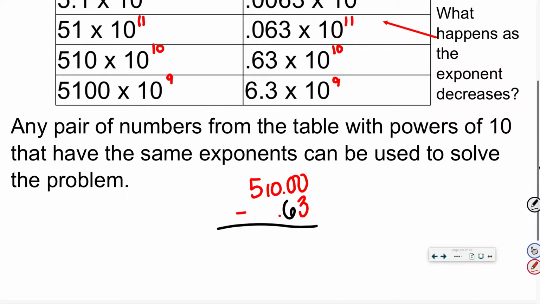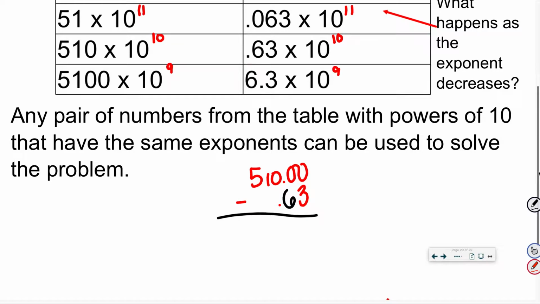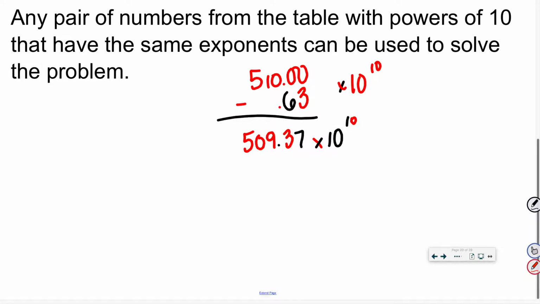What do we get if we subtract 510 minus 0.63? 509.37, and that was times 10 to the 10th. Am I done here? No, not yet. Now, if you were at this level, that'd be a 3. You did it right. But still, we can represent this number in proper scientific notation.